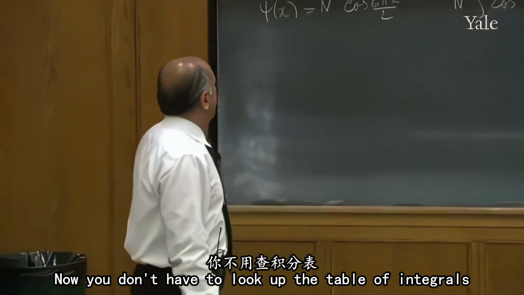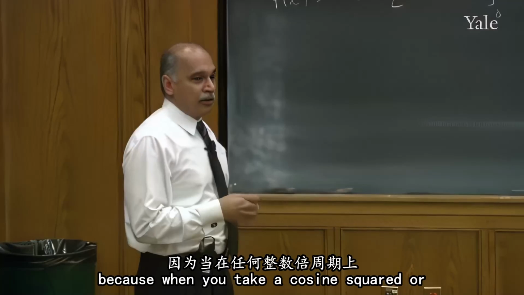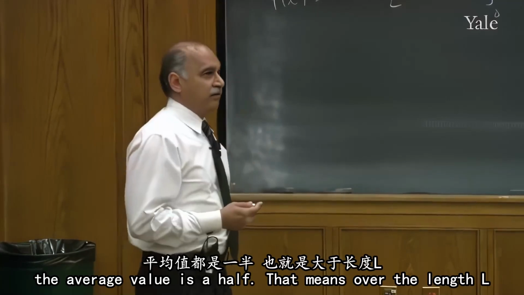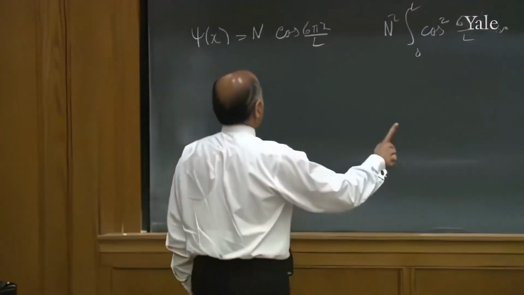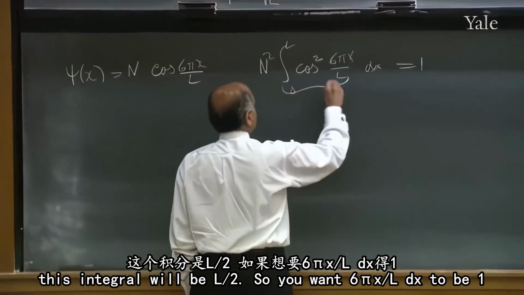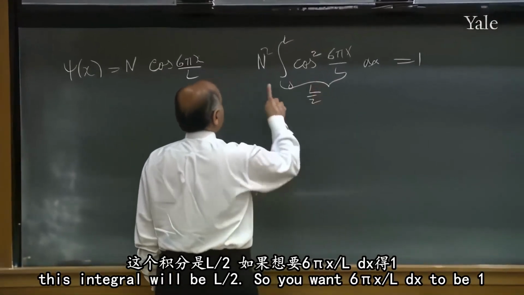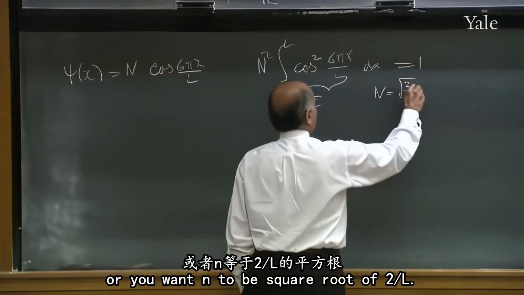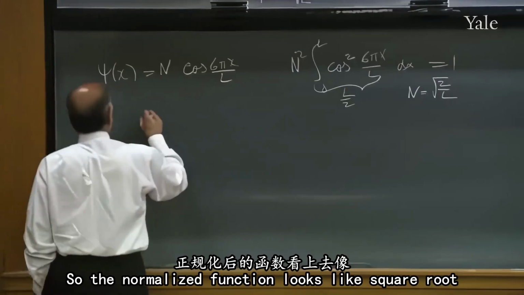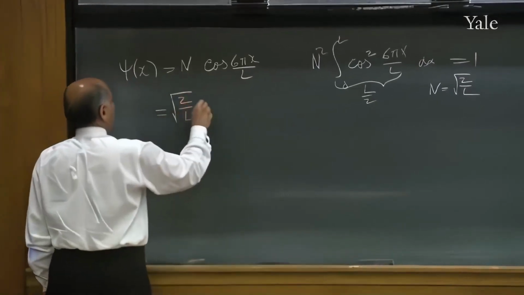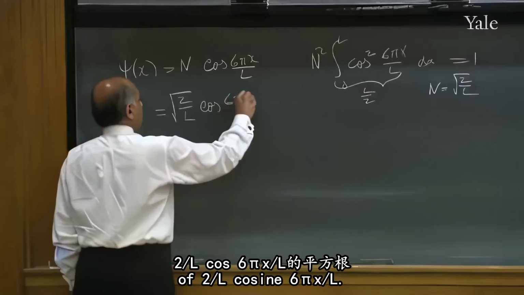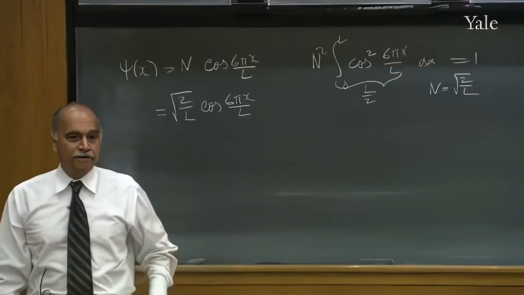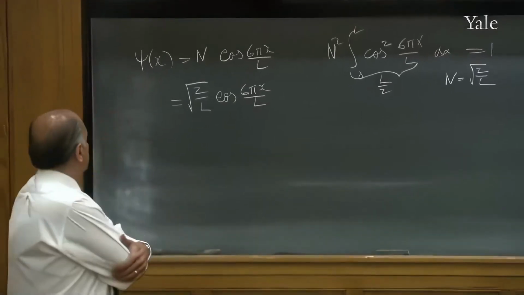Now, you don't have to look up the table of integrals because when you take a cosine squared or a sine squared over any number of full cycles, the average value is a half. That means over a length L, this integral will be L over 2. So you want N squared L over 2 to be 1, or you want N to be square root of 2 over L. So the normalized function looks like square root of 2 over L cosine 6 pi x over L. So that's the first job.